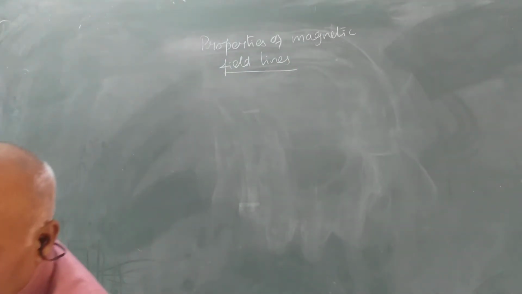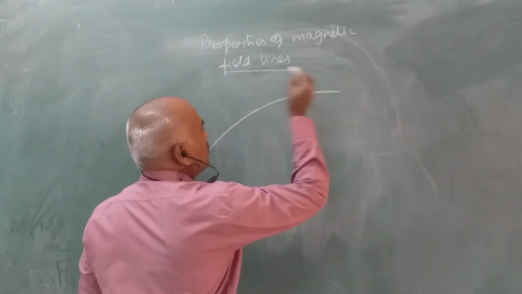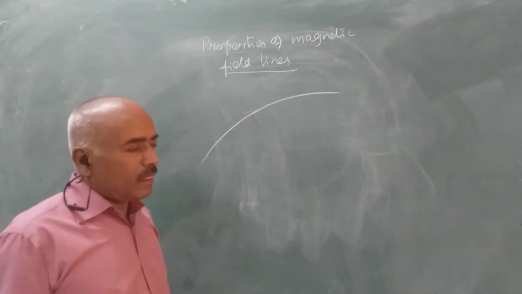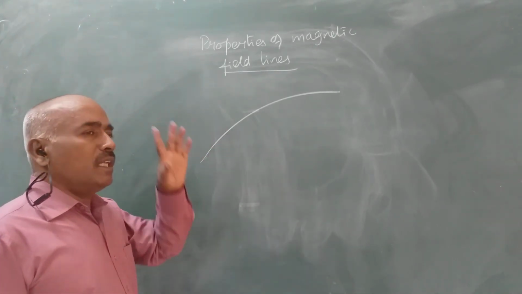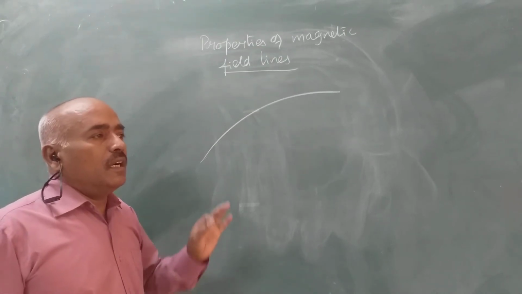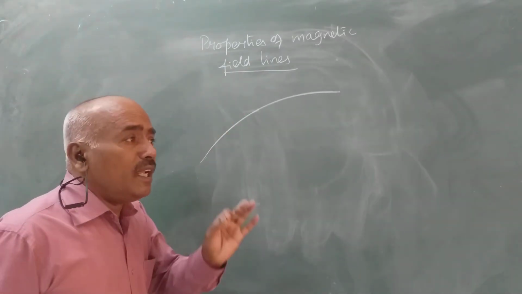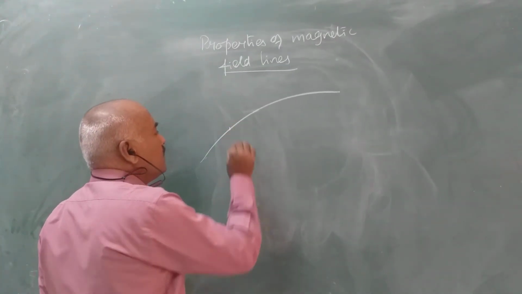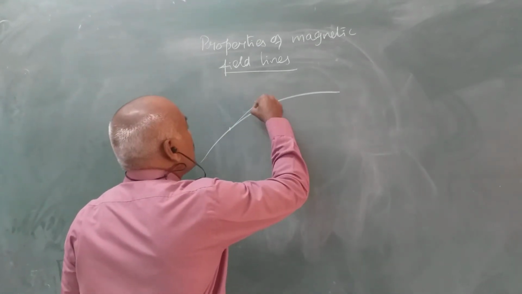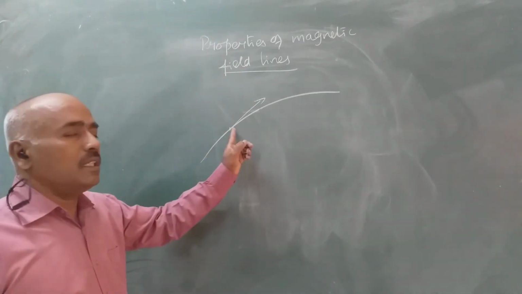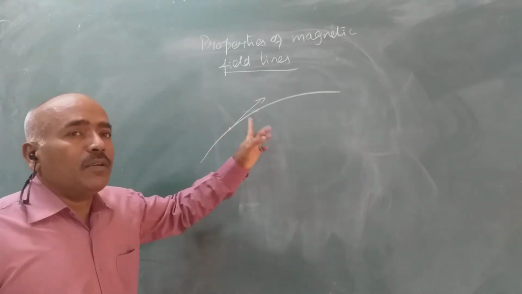Suppose this is a magnetic field line. What does the field line actually represent? This field line represents that a unit north pole moves along this path. But at any instant, what is the direction of motion? Obviously, it is along the tangent. So this is the direction of this unit north pole at that particular instant.